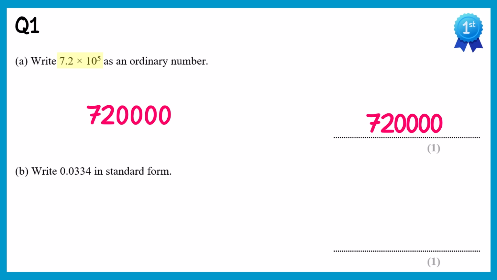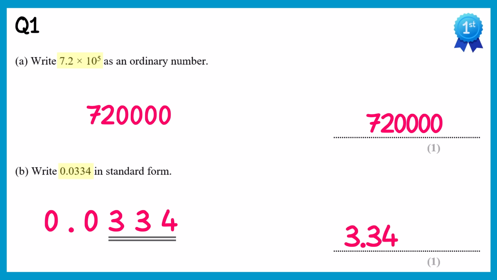In the next part of the question, we need to do the reverse process. We've now got an ordinary number, 0.0334, and we've been asked to write it in standard form. When we write a number in standard form, the first part needs to be between 1 and 10. If we look at the digits we have here, we can see 3, 3, 4, so the number we're going to need to use is 3.34, since that's between 1 and 10.